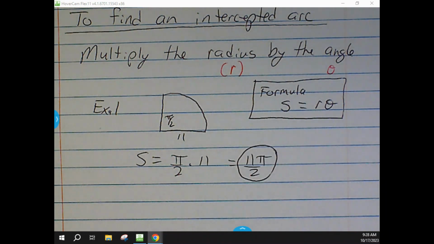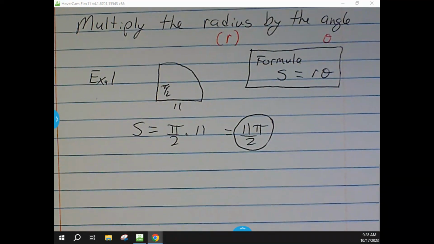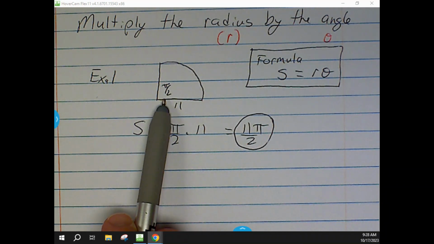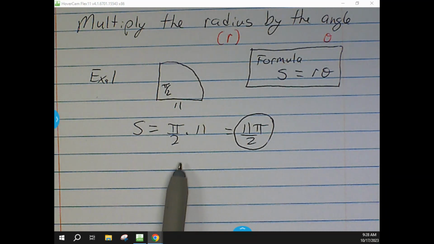And yes, they will let you leave the answer like that, in terms of radians, because I don't think they'll ever give you this angle in degrees. It'll always be in radians. So you basically just take the two numbers you've got and multiply them together.